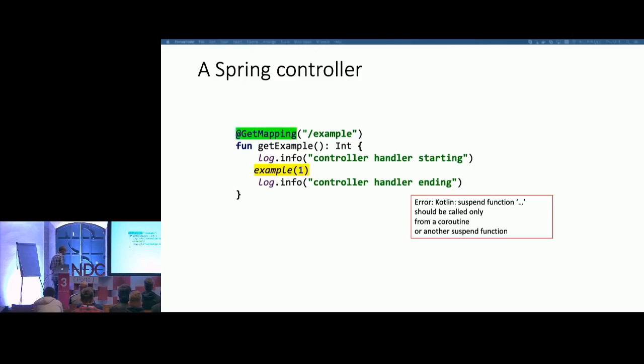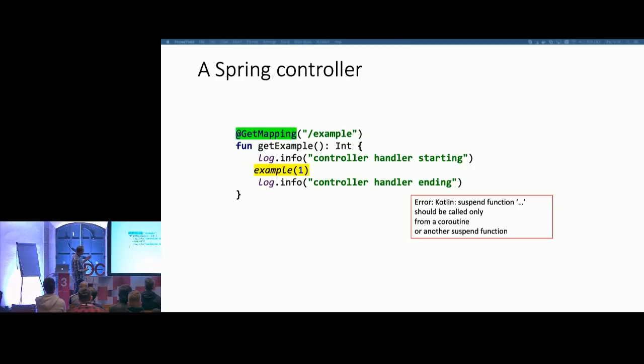So let's look at a concrete example, a Spring controller handler. I have a method with an annotation saying any GET request to /example should be handled by this method, and in this method I'm calling example1. If I do this, I get a compilation error, and the compiler says, no, no, no. getExample is not a suspend function. You cannot call a suspend function from a non-suspend function.